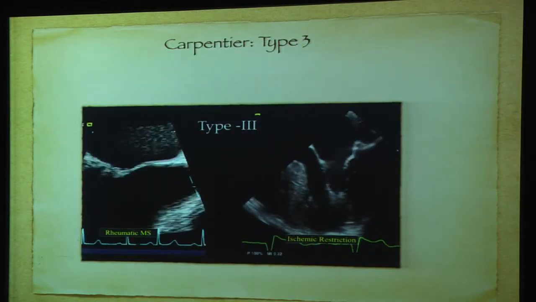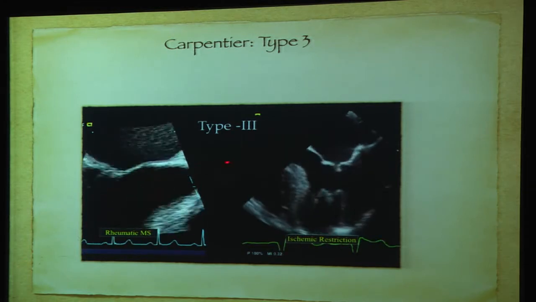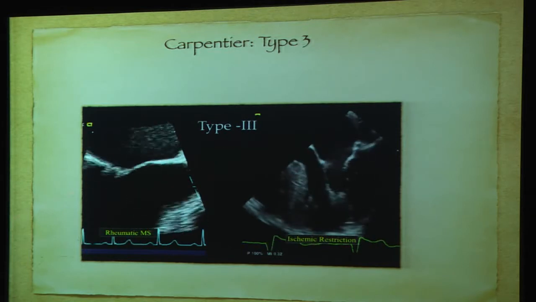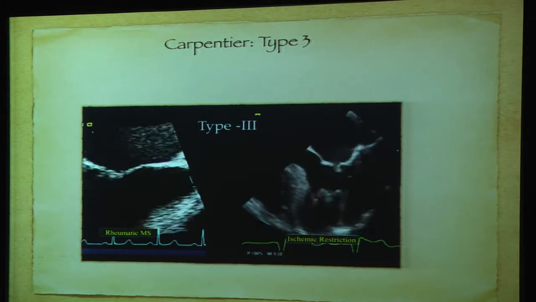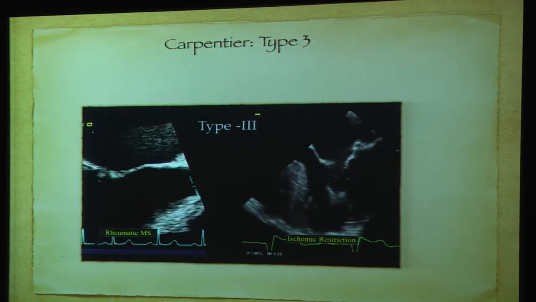Carpentier type 3 classification is restricted. First is rheumatic mitral stenosis, with the classic hockey stick shape appearance of the anterior mitral leaflet you can see here, with a lot of calcification. And the other one is ischemic restriction. Because of ischemia, the LV dilates. It causes retraction and tethering of the leaflets, which causes type 3 Carpentier classification.